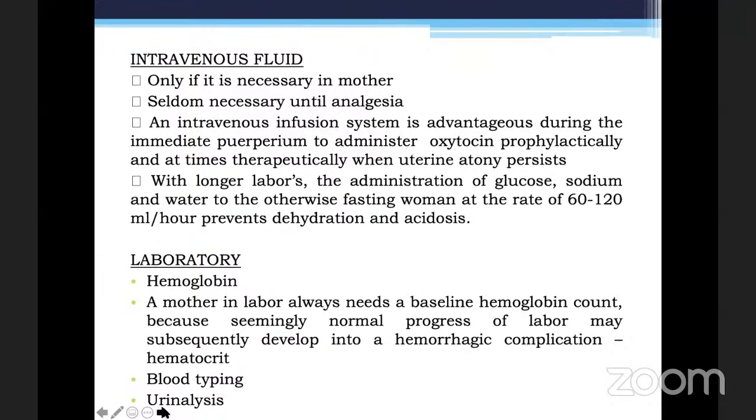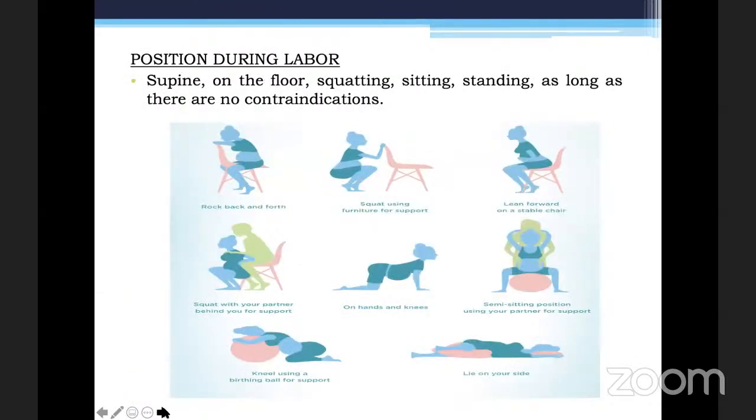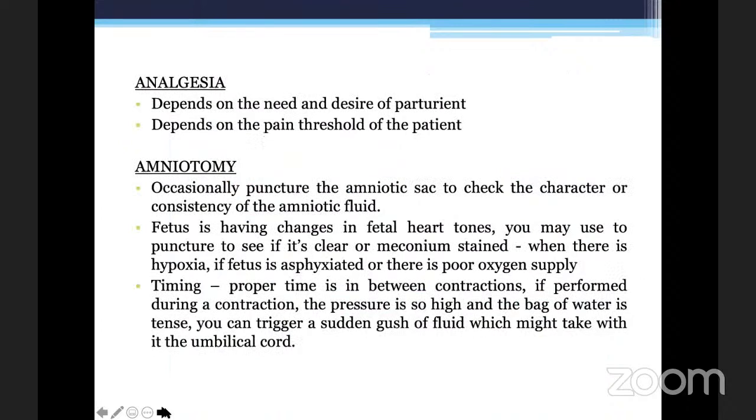Laboratory: hemoglobin. A mother in labor always needs a baseline hemoglobin count because seemingly normal progress of labor may subsequently develop into a hemorrhagic complication. That's hematocrit. Blood typing, urinalysis. Position during labor: supine, on the floor, squatting, sitting, standing, as long as there are no contraindications. These are the positions. Analgesia depends on the need and desire of the participant, and on the pain threshold of the patient.